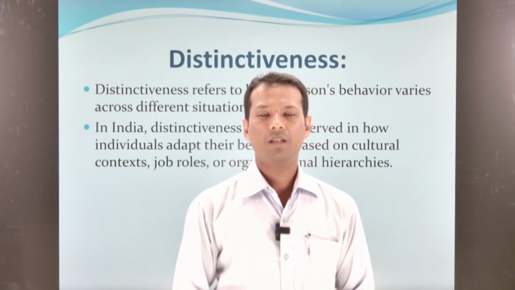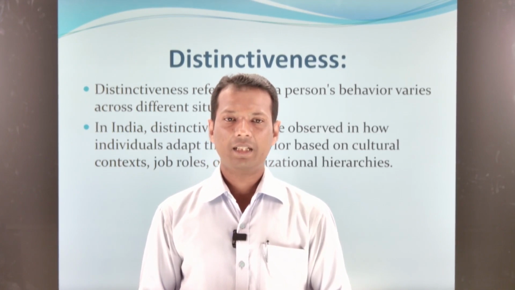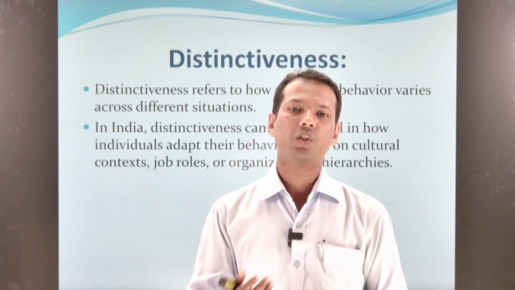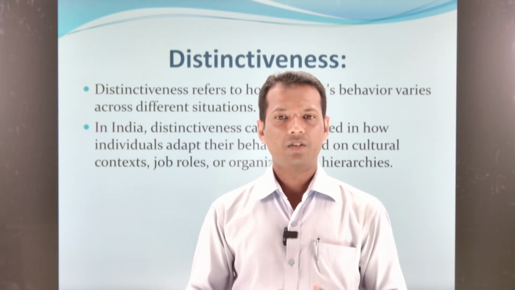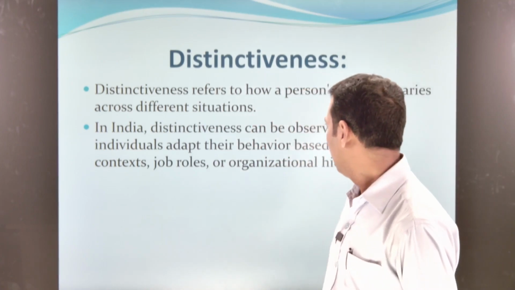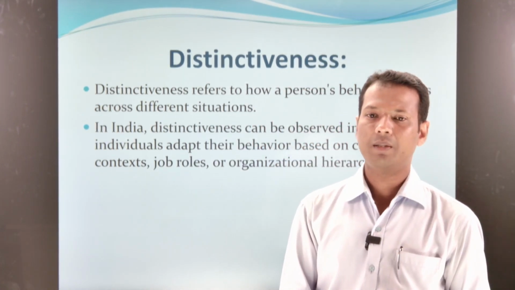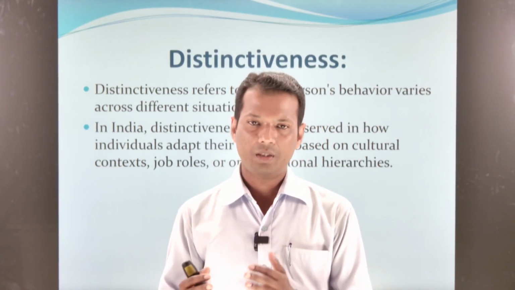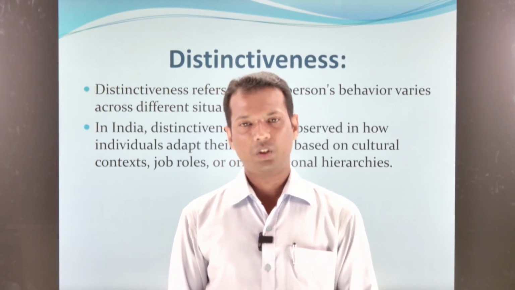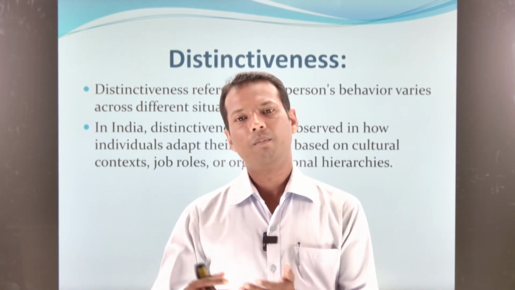Distinctiveness in attribution theory is how a person's behavior varies across various kinds of situations. It's not stable. Distinctiveness means how a person's behavior varies across different situations. For a particular situation, an individual behaves in a particular way. For other kinds of situations, that same individual behaves in a different way.